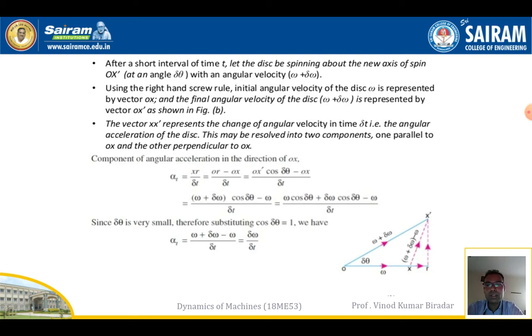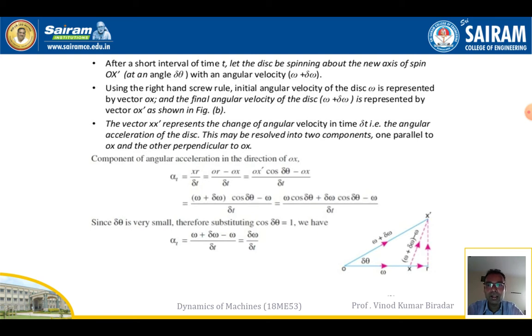Okay, so here the vector x dash represents the change in angular velocity in the time delta t, that is the angular acceleration of the disk may be noted. So this may be resolved into two components. One is parallel to the OX and another one is perpendicular to the OX, that is, resolving into two components.